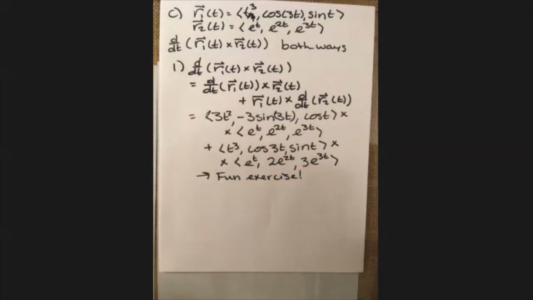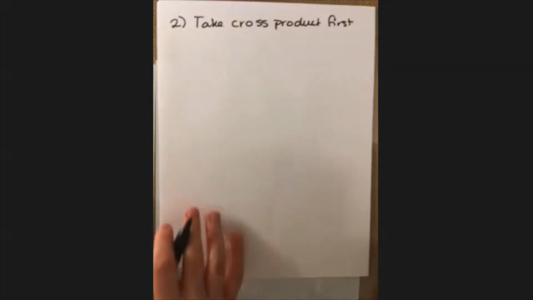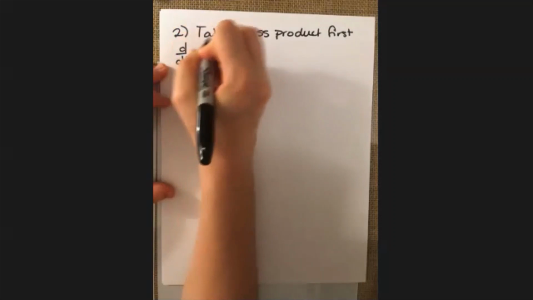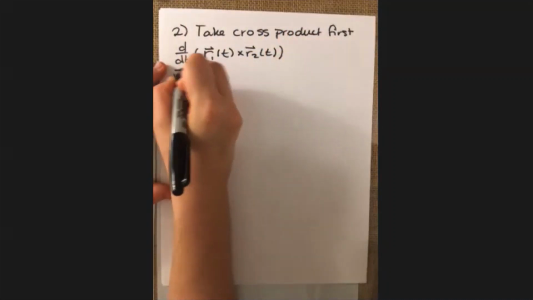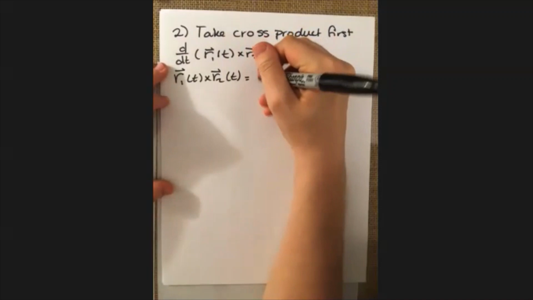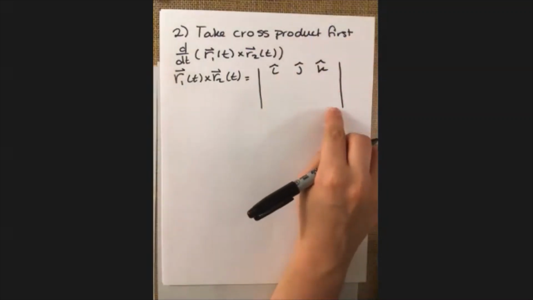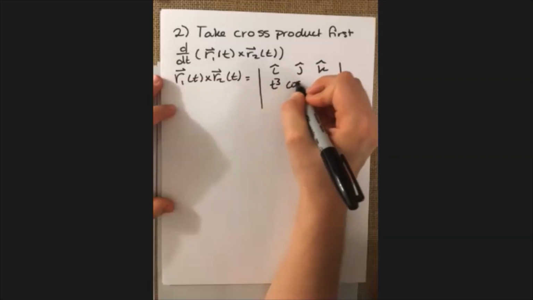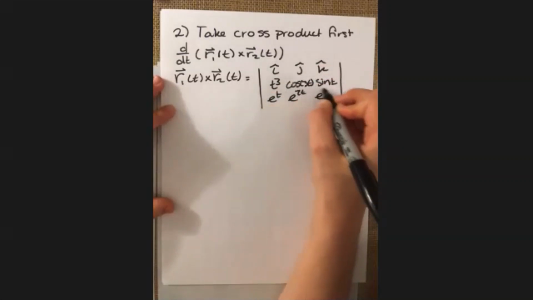Okay. So for our second method then, we take the cross product first. So what does that look like exactly? So again, just to remind yourselves, d dt of R1 of t cross R2 of t. So we apply the exact same idea as we have with cross products in the past, and we look at the determinant of i hat, j hat, k hat, and then the vectors go in the rows. So you get t cubed, cosine of 3t, and then sine of t, and then e to the t, e to the 2t, and then e to the 3t as that last row there.